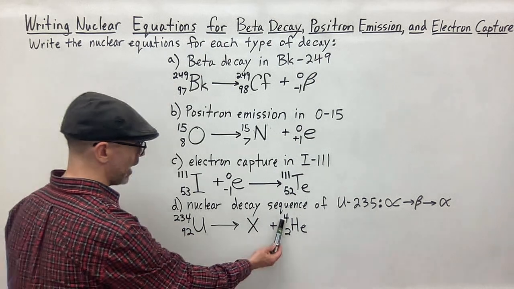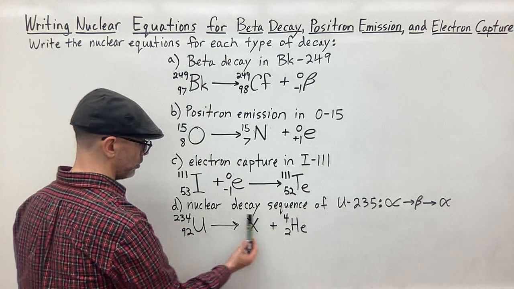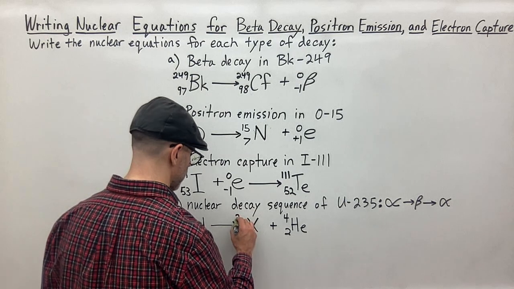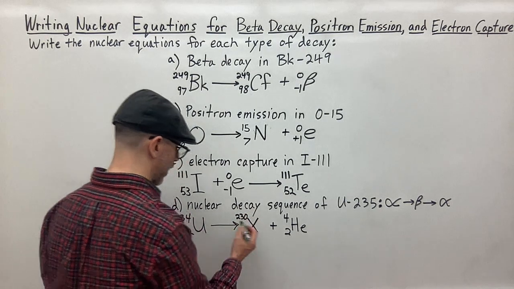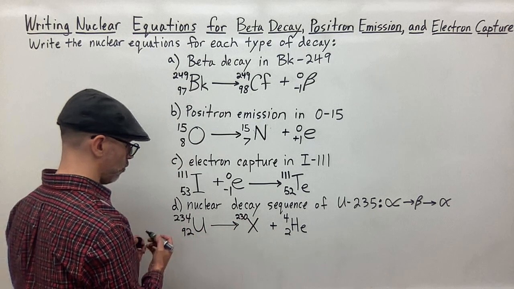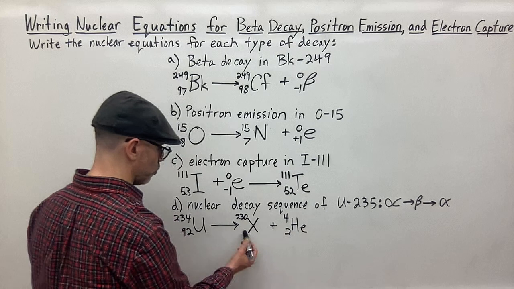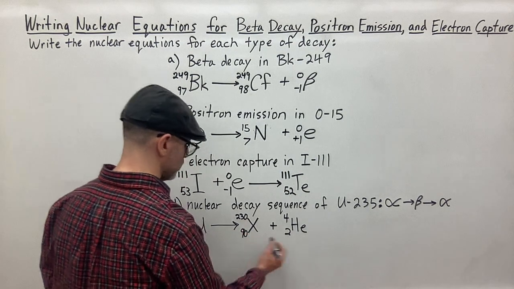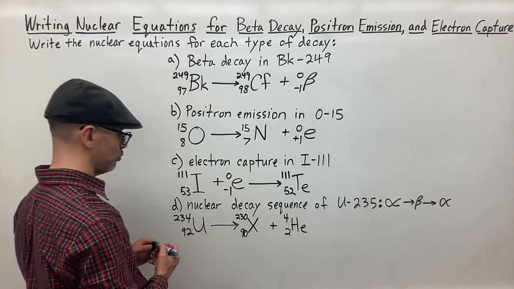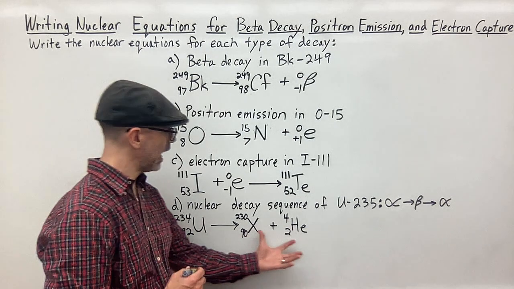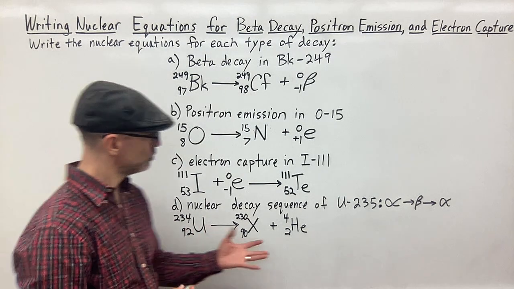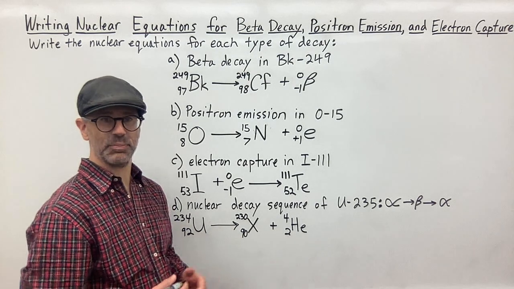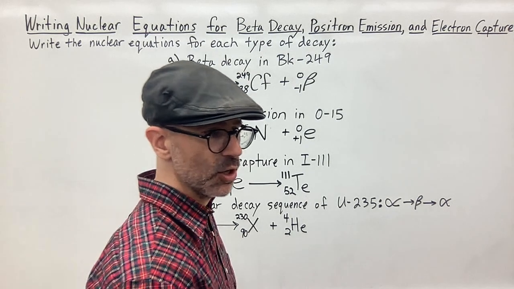So that's going to be 4 on the bottom, 2 on top. So again, we want to balance this. So 4 plus what gives me 234? That's going to be 230, right? 230 plus 4 gives me 234. And then 2 plus what gives me 92? That's going to be 90. So 2 plus 90 gives me 92. Okay, so here's the alpha decay. Now, we've got to figure out what element this is. If we look up 90 on the periodic table, we get thorium.